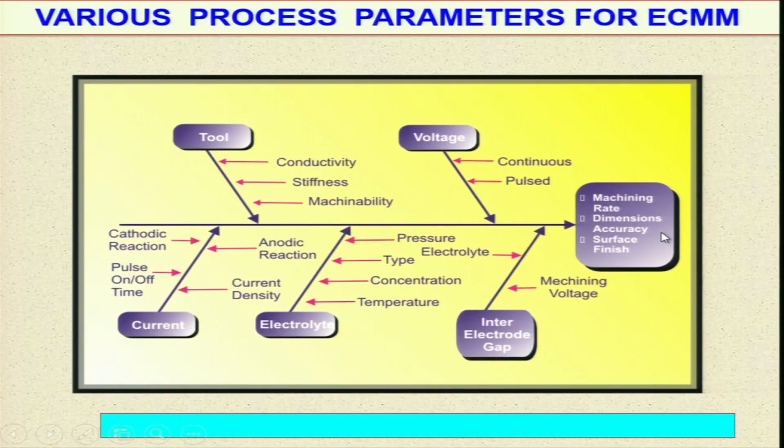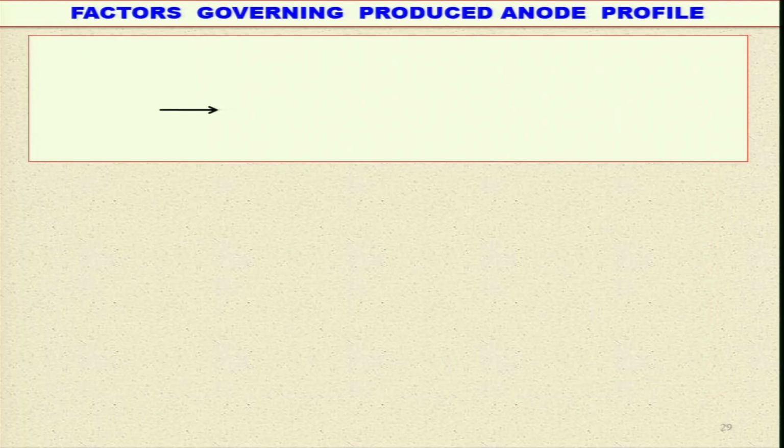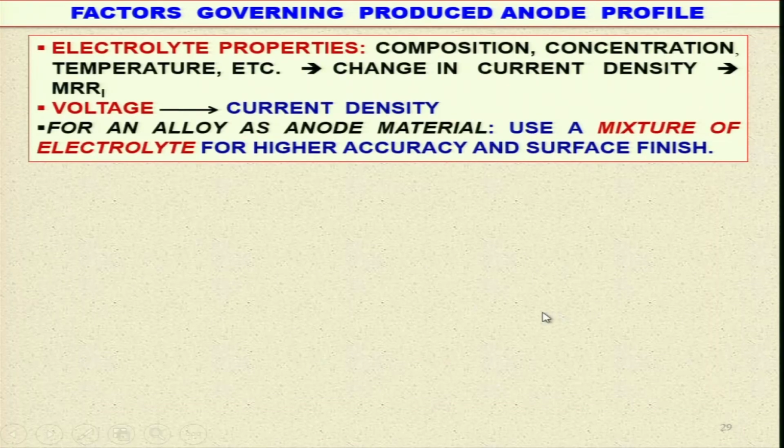Now, what are the responses with the help of which you can evaluate the ECMM process? Machining rate, dimensional accuracy, and surface finish. So, with the help of these three responses you can evaluate the performance of the ECMM as well as ECM processes. These parameters are the same for the ECM as well as ECMM process. Factors governing the produced anode profile: electrolyte properties, composition, concentration, temperature, etc., which will change the current density and will affect the linear material removal rate. Voltage will affect the current density.